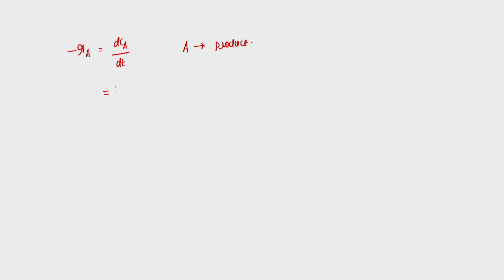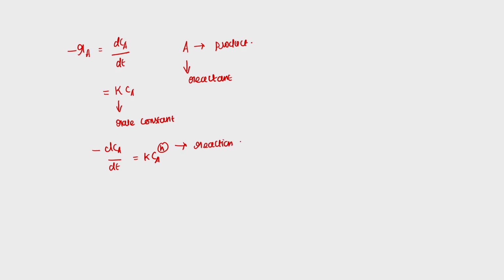So, this also can be written as K into Ca, where K is the rate constant and Ca is the concentration of the reactant. So, this is a reactant. Normally the reactant depletes, so that is why there is a minus in front of Ra. Normally we combine both: minus dCA/dt is equal to K into Ca power n. So, this n we call the reaction order, or order of the reaction.